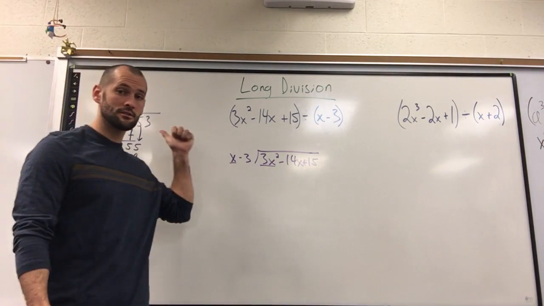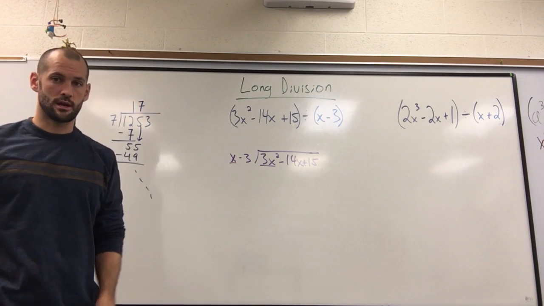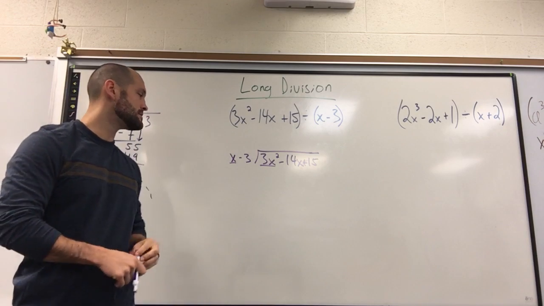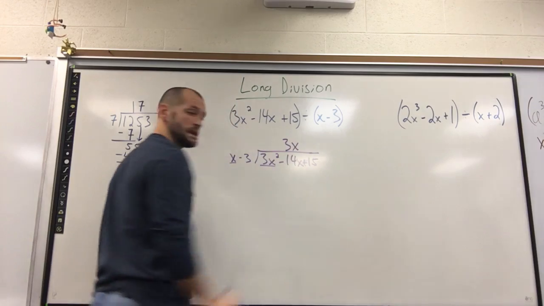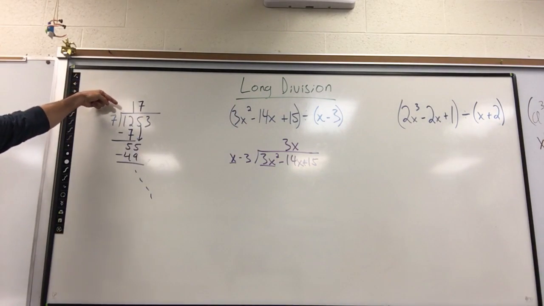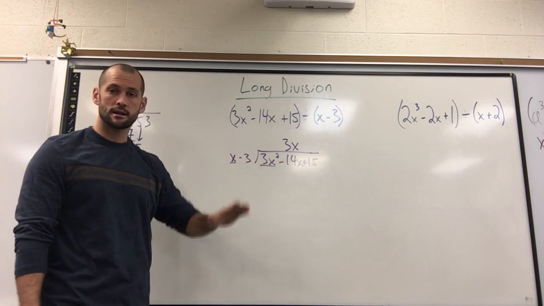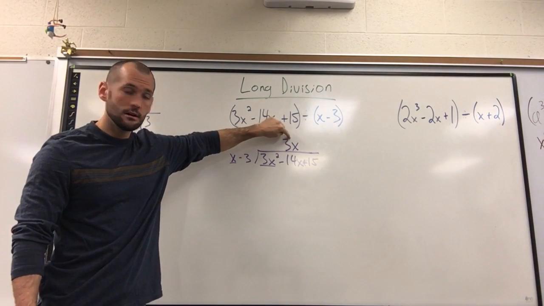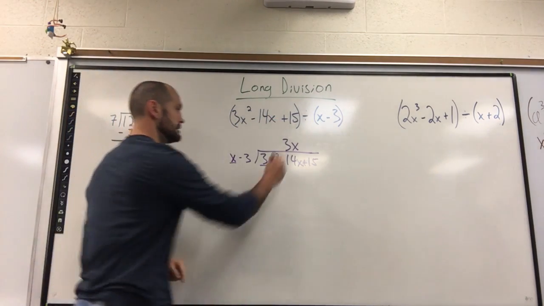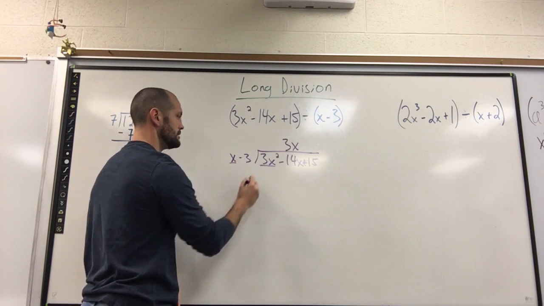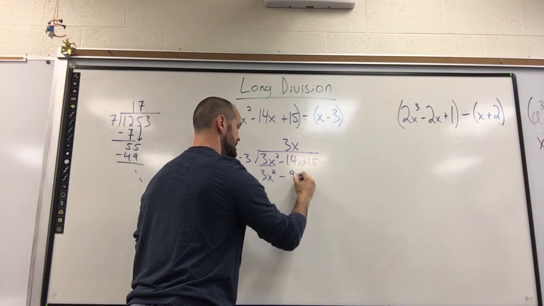I ask the same question from second grade right now. What do you multiply x by to get 3x squared? Now you're required some mental math here. It would be 3x. The same way you had to do some mental math in your head with the actual numbers, you have to do it with the expressions as well. x times what equals 3x squared? 3x. Now remember, whatever we put out here gets multiplied by the outside, round the outside. Didn't know Eminem was a mathematician. So we get 3x squared minus 9x.